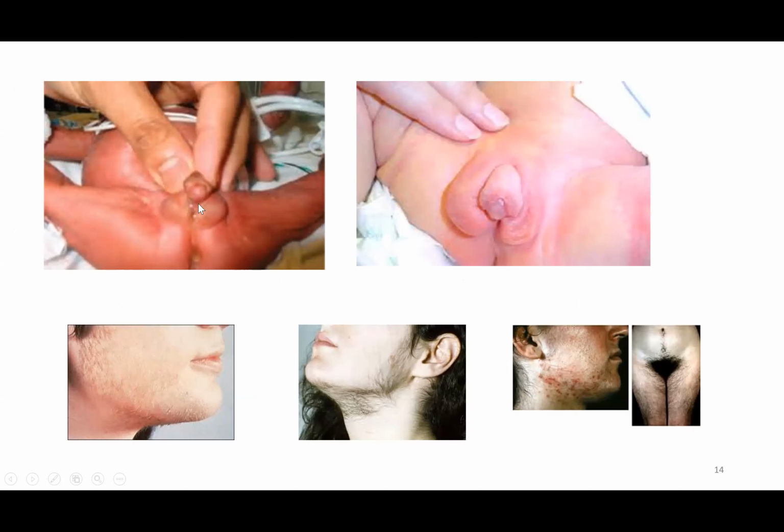As you can see, ambiguous genitalia is apparent in cases of congenital adrenal hyperplasia, where the baby cannot be determined as a boy or a girl, and that's why it will be sent for a karyotype at this age. Or, as I mentioned, severe teenage hirsutism and acne.